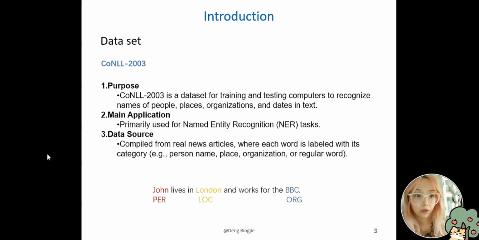The data is compiled from real news articles containing many sentences, and each word is labeled with its category, such as whether a word is a person's name, a place, an organization, or just a plain old word. For example, in the sentence, John lives in London and works for the BBC, John is labeled as a person's name, PER, London as a place name, LOC, and BBC as an organization's name, ORG. By learning this annotation information, the model can recognize similar entities in other unlabeled texts.